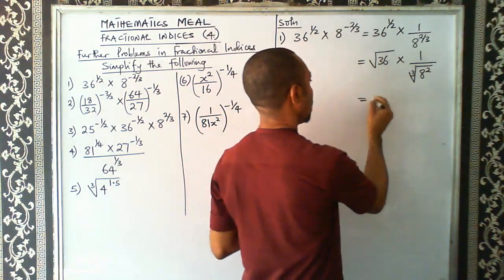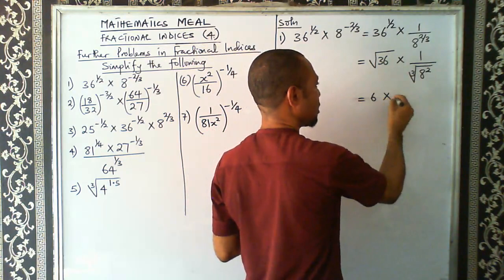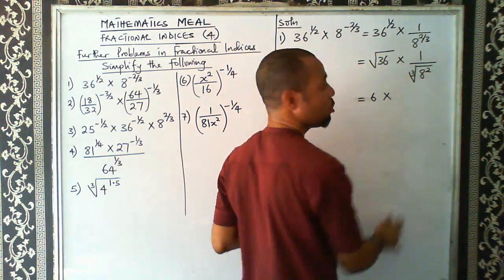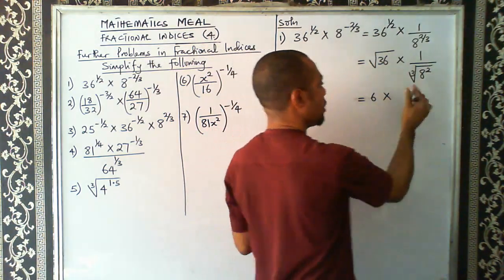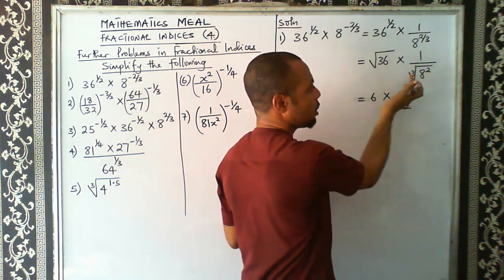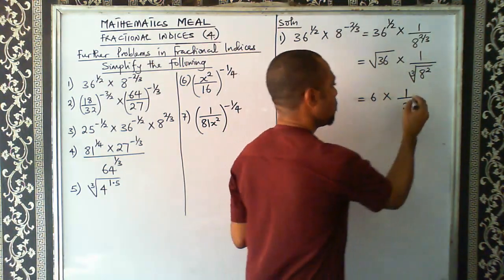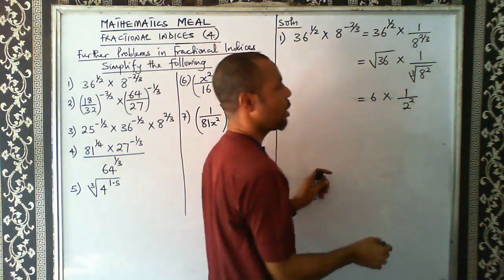So we can now simplify. Square root of 36 is 6. Then we can evaluate the root. What is the cube root of 8? Cube root of 8 is 2. But remember, we have not touched the power. We only did cube root of 8. The power is still there. So it means we need to put our power.